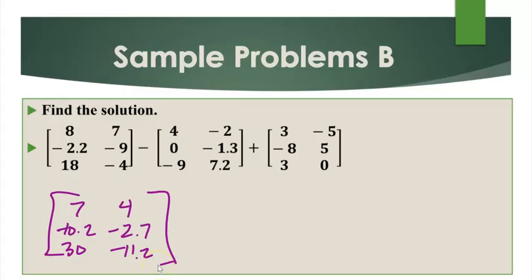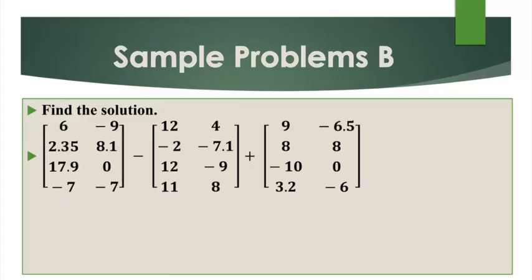Now to very quickly do this in our head, it would be 8 minus 4 is 4. 4 plus 3 is 7. That's what we have there. 7 minus -2 is 9. And 9 plus -5 is 4. So there we can see we already had it correctly. But that's one way you can do it on your calculator. Next one.